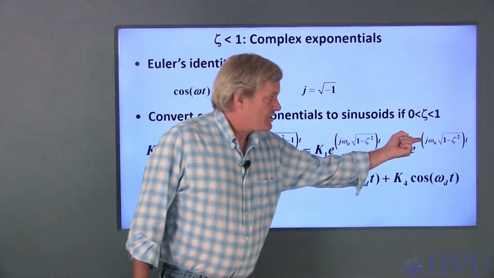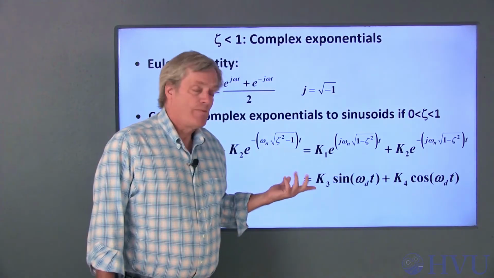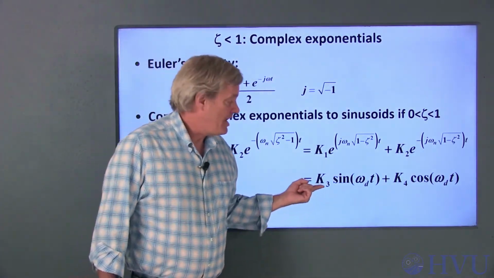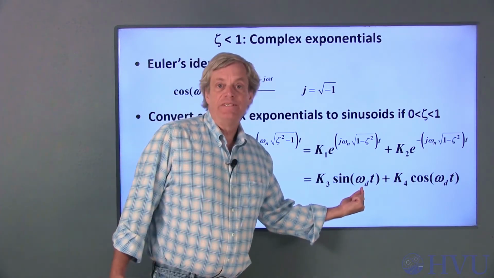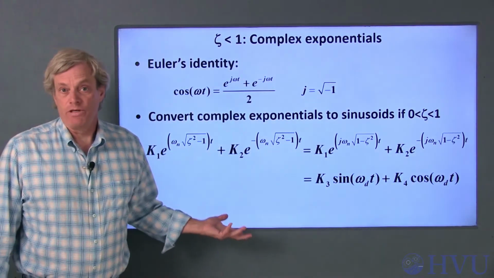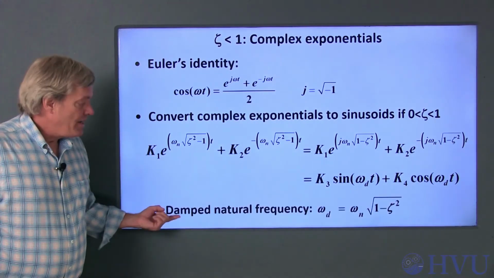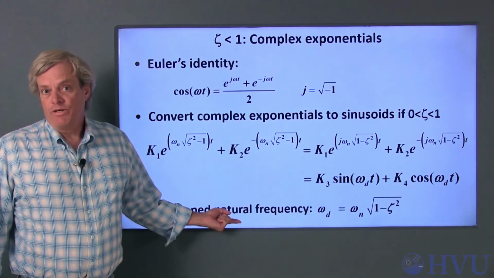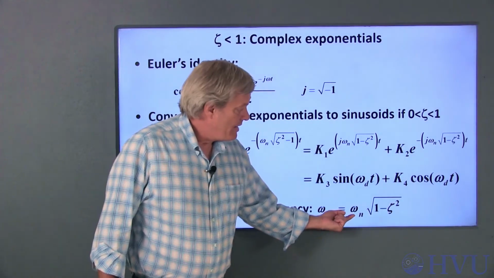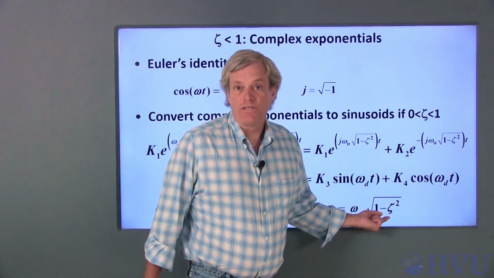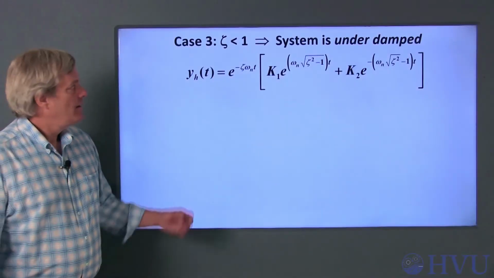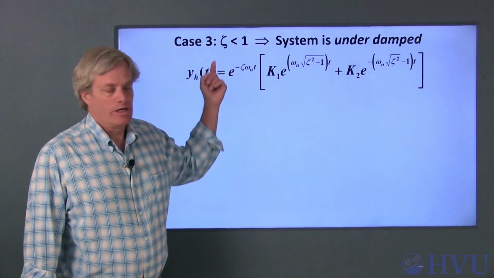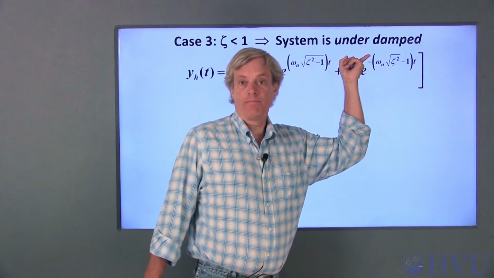This term and this term have opposite signs now. So by Euler's identity, we can write it as combinations of sine and cosine functions. I've used omega sub d in this expression to indicate the frequency of the sinusoids. Omega d is called the damped natural frequency. It's equal to omega n times the square root of 1 minus zeta squared. If the damping ratio is less than 1, the system is said to be underdamped.